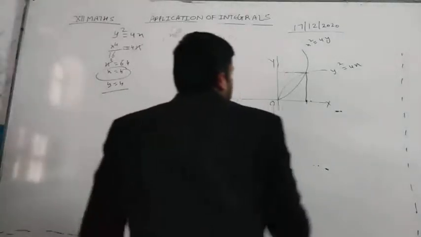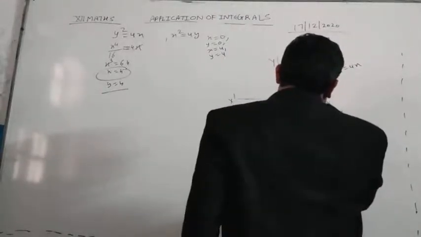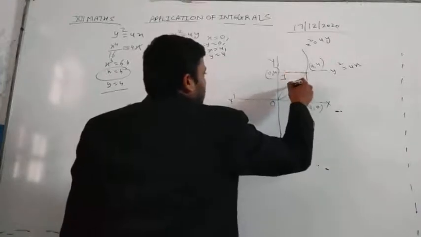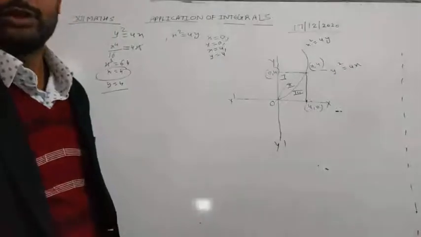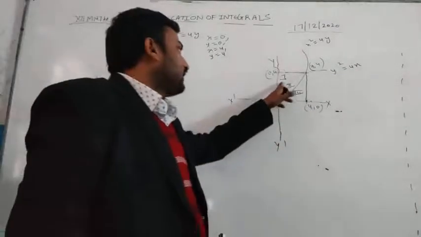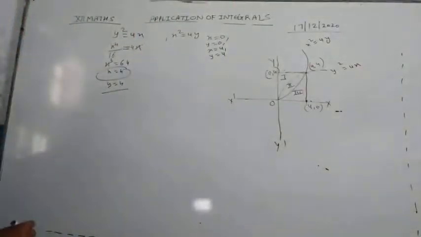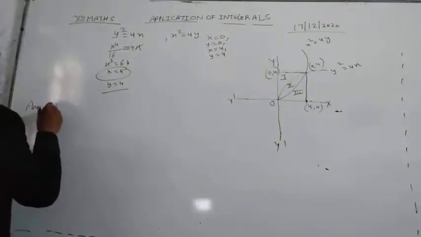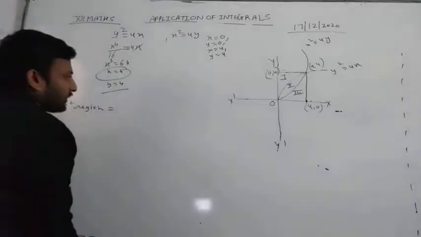So the intersection point of these two curves is 4 and 4, and this point is 4, 0, and this is 0, 4. So we have to show, student, that the areas of this region, first, second and third, are equal. We have to show that the first region, second region, third region are equal. So first we will find the area of the first region.